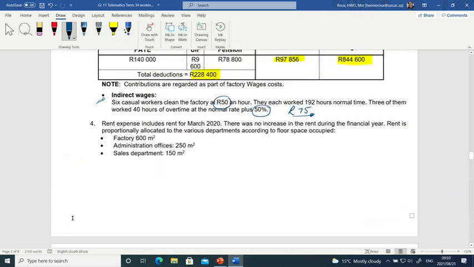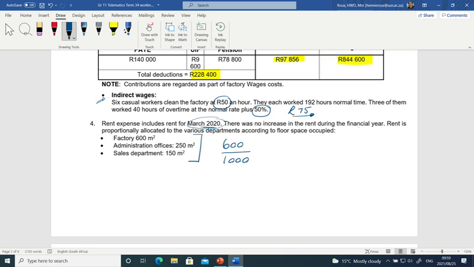They tell me that rent expense includes rent for March 2020. Our year's ending on the 28th or 29th of February, so we've received 1 month in advance. They said there was no increase in the rent during the financial year, and the rent is proportionally allocated to the various departments according to the floor space occupied. The factory occupies 600 square meters out of a possible 1,000 square meters.